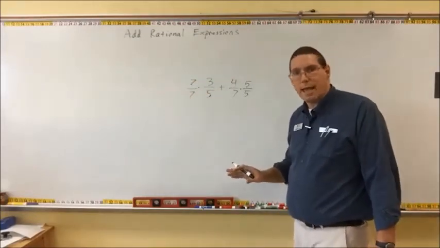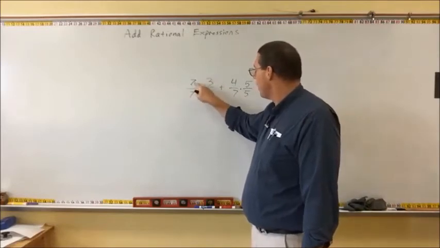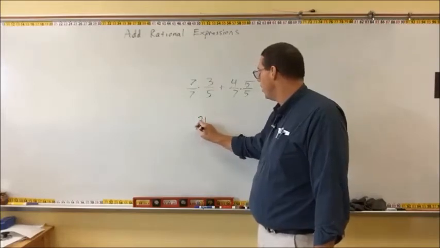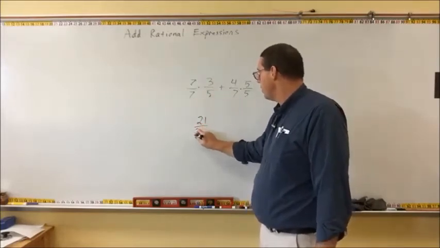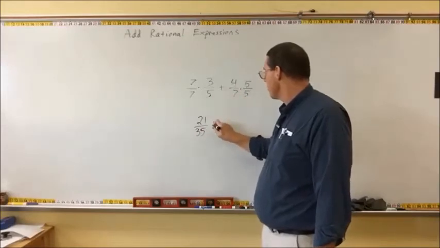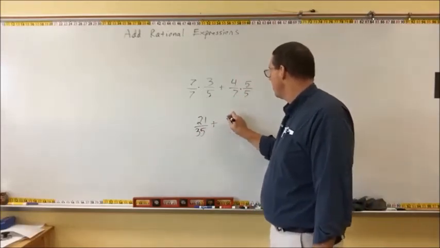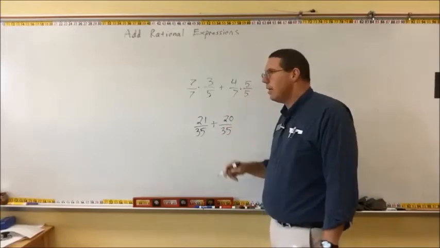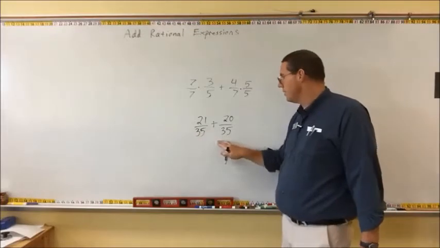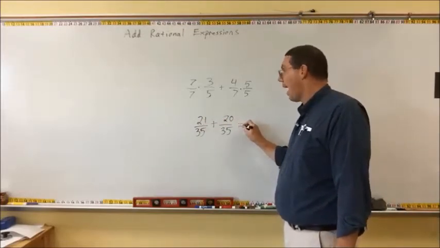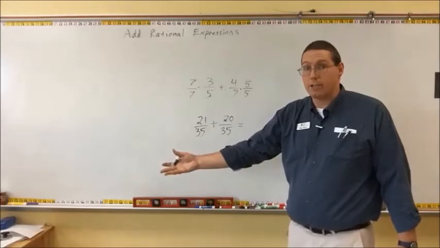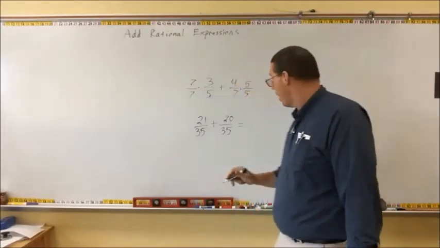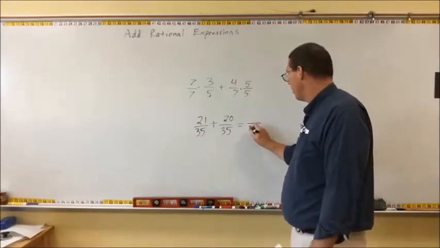Now when we do our multiplication, if you remember how to multiply fractions, you just multiply straight across. 7 times 3 is 21. 7 times 5 is 35. Plus 4 times 5 is 20. 7 times 5 is 35. And by having done this procedure, we now have a common denominator, and now we can add our numerators. When we add fractions, we add just the numerators, and we just carry over the common denominator. Well, the common denominator that we're carrying over is 35.